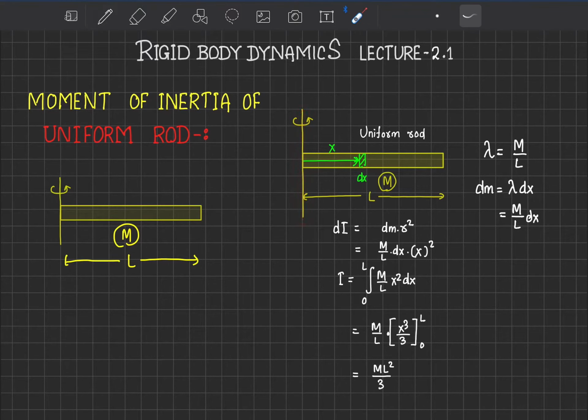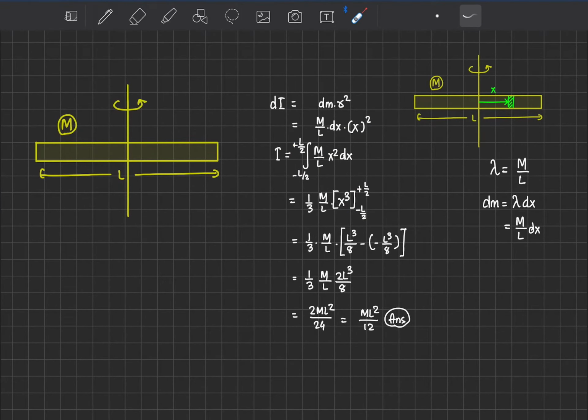Now let's take another case. This is another case in which the axis passes through the center. Here as the axis passes through the center, we have to choose the limits from the axis, right? So let's say this is one end, this is the other end. This one end is to the left side by L by 2 distance and the other end is to the right side at L by 2 distance.